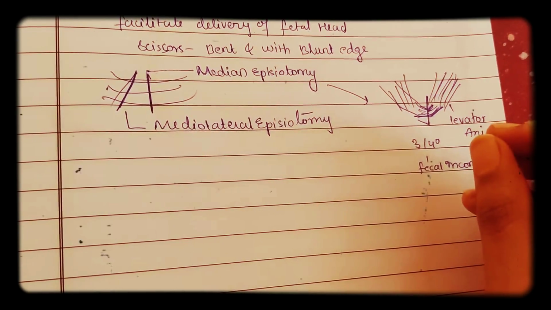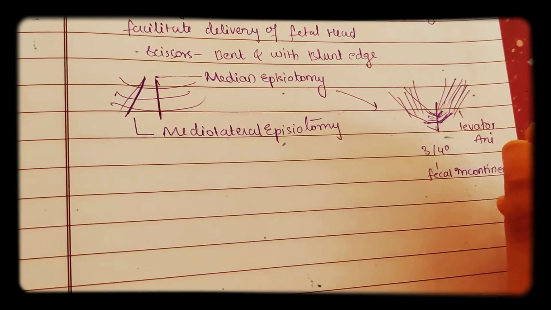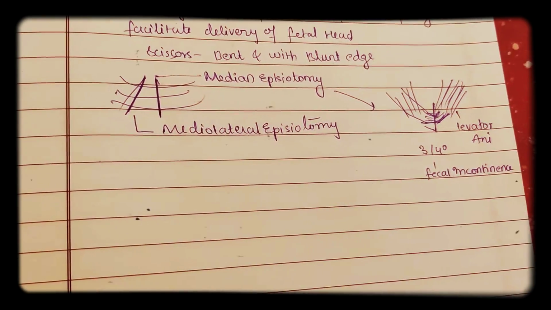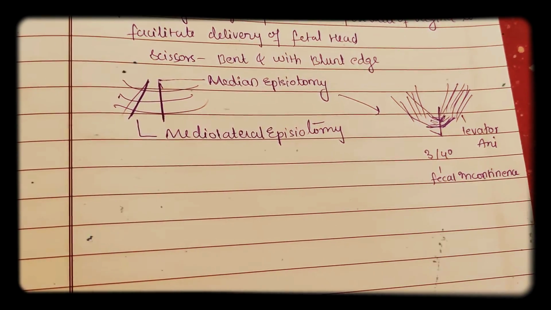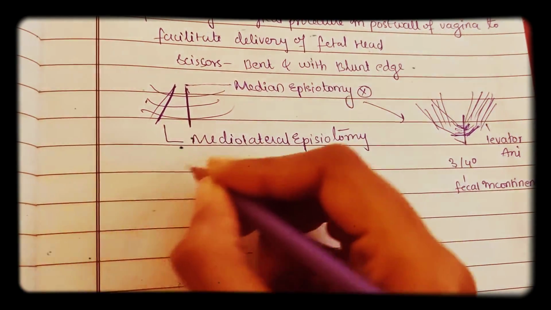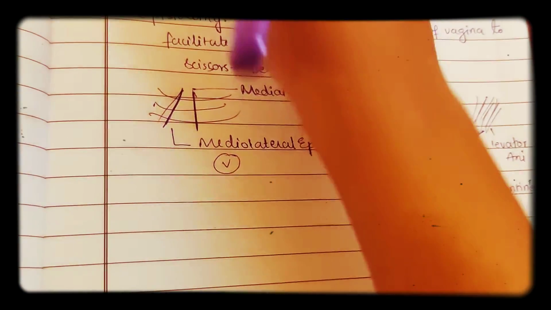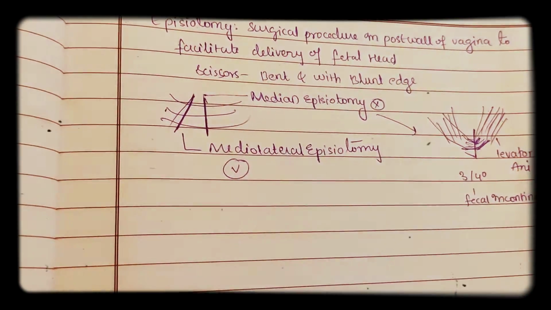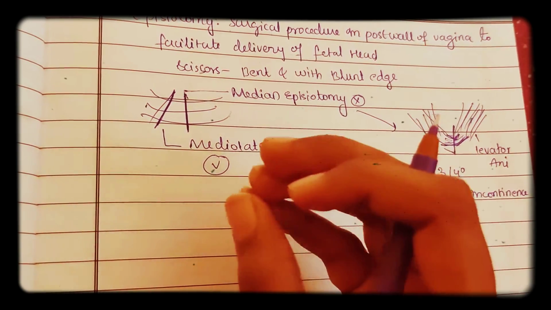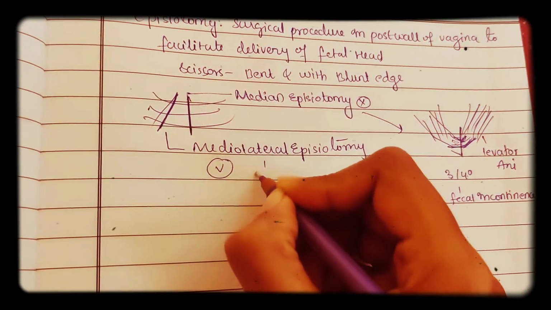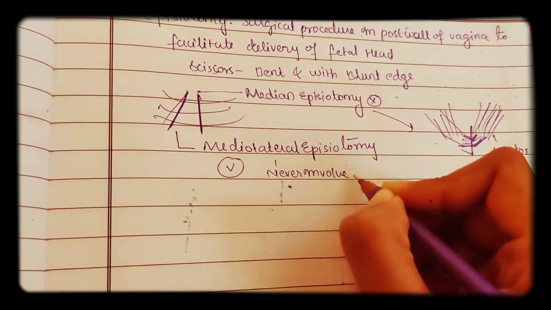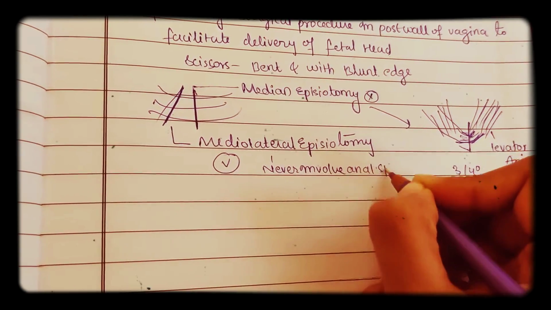So this corresponds to a first degree tear, because in the first degree tear, if you remember, the mucosal skin of the vagina will also be torn. This is why we will not prefer median episiotomy, but we will prefer the mediolateral episiotomy. Why will we prefer the mediolateral episiotomy? Because even though it may extend, it can never involve the anal sphincter. Why will it never involve the anal sphincter?